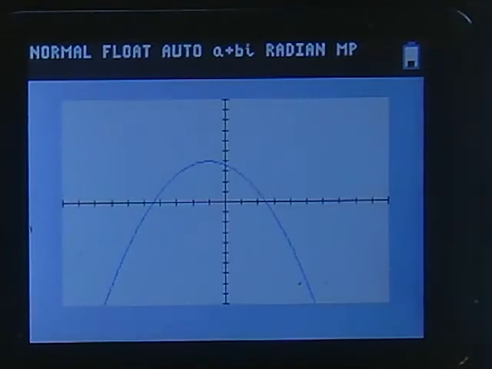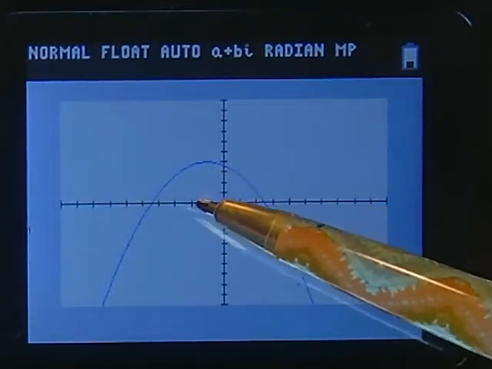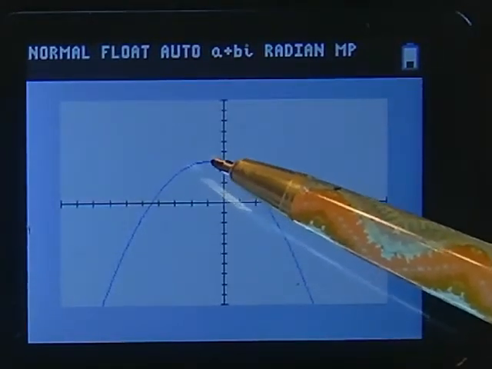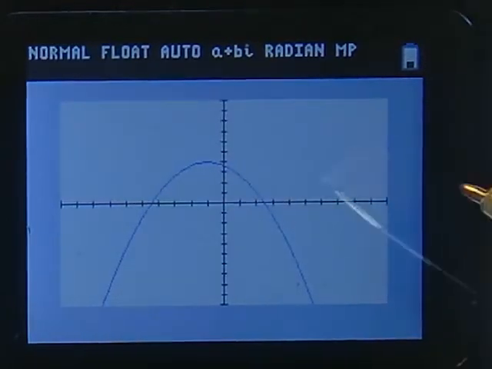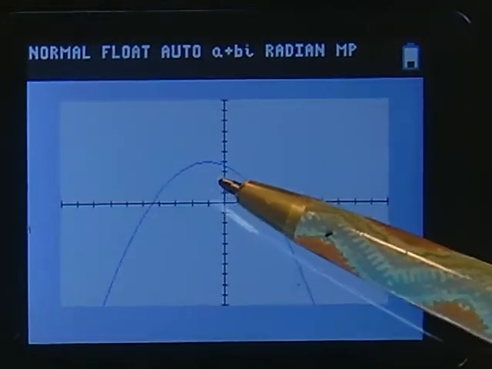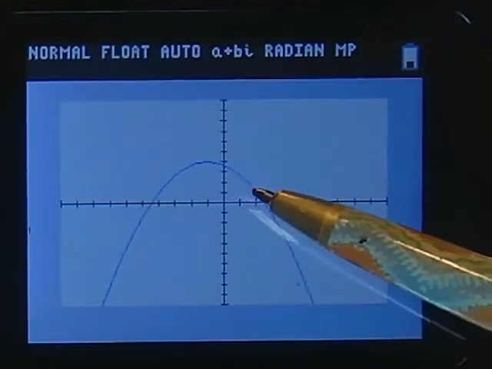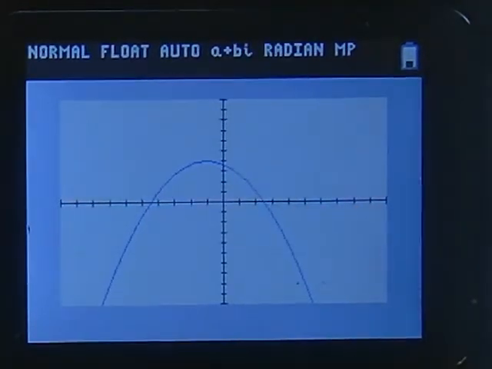Okay, and you can see by looking at this that our vertex is right here, and it's at negative 1, 4. That's what we expected. We also expected to find a point at 2, 1. Let's go over here and see, 2, 1 would be right here. So that is the right graph, and it is the right equation.